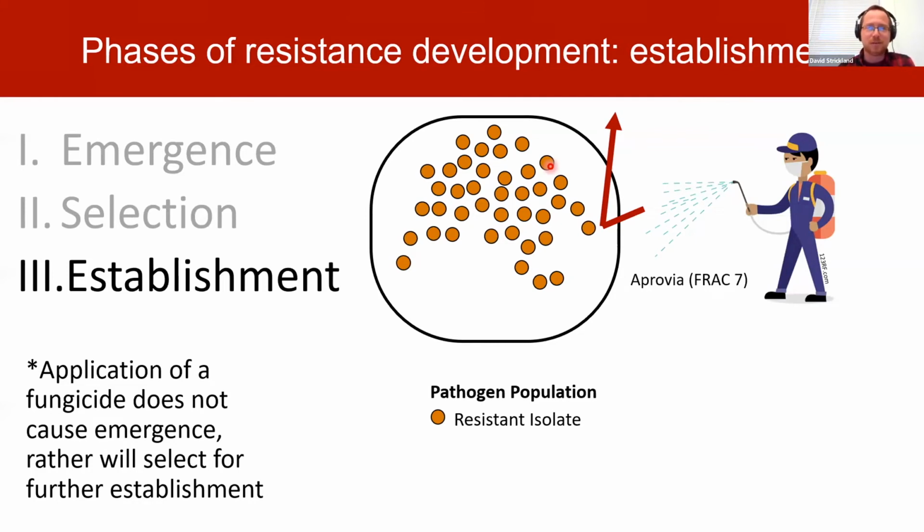So at this point, the grower is wasting their money, in short, because it's not going to do the job that they're setting out to do by applying fungicides in the first place. So this is the goal of using FRACs, to make sure that this process, emergence, selection, and establishment, doesn't occur.